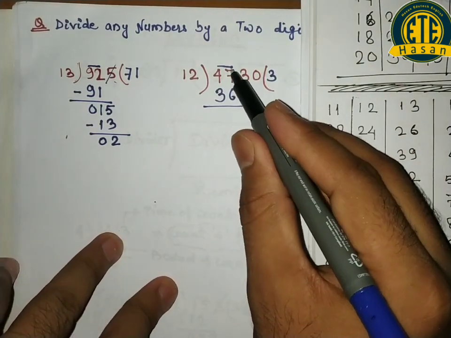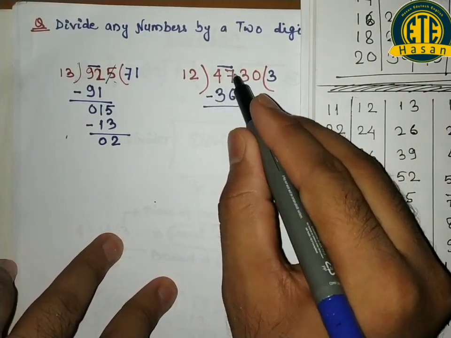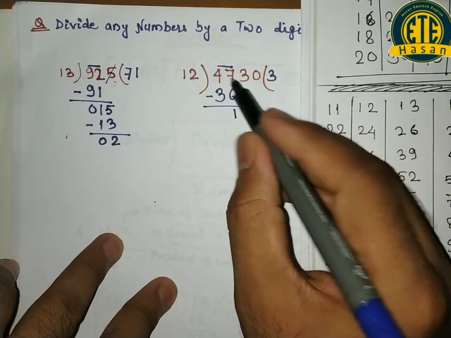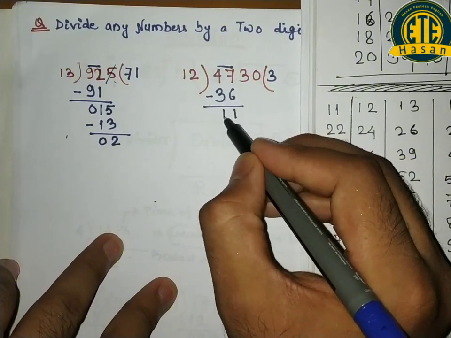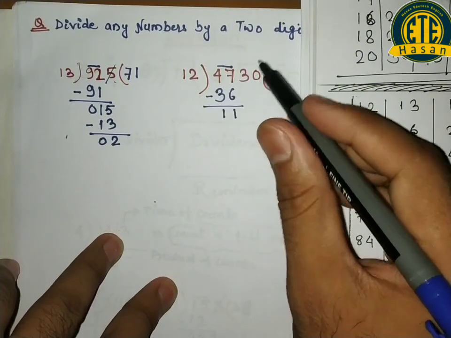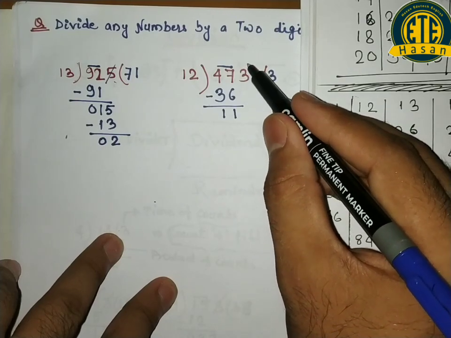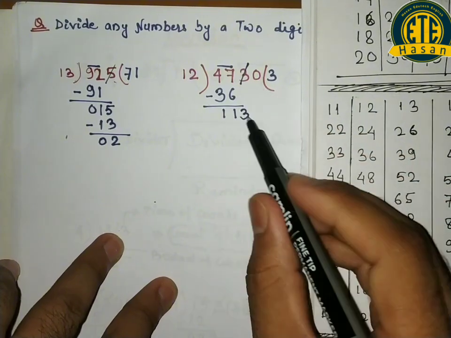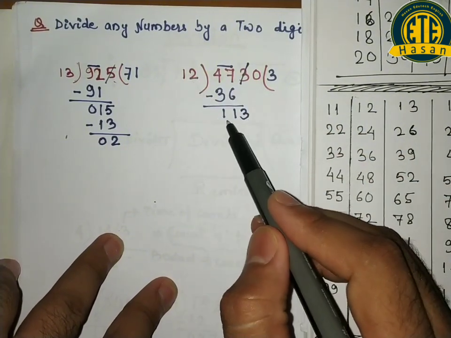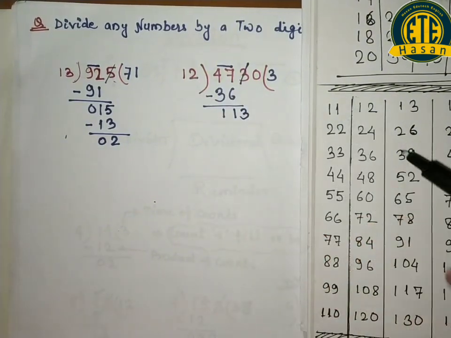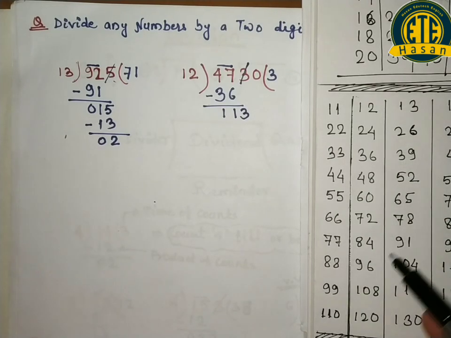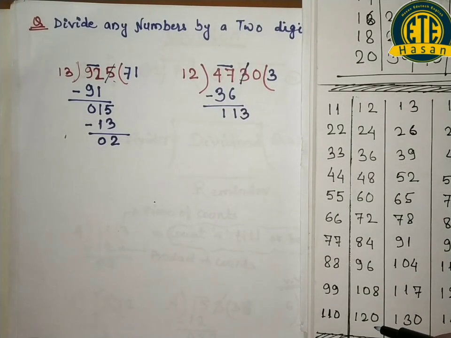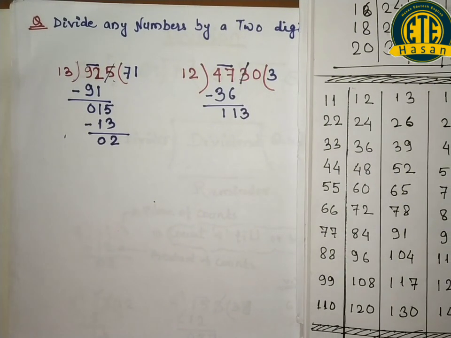Now subtract it, from the upper number to the lower number. 7 minus 6 will be 1. 4 minus 3 will be 1. After subtracting, we write down our next number here. The next number is 3, so write down 3 here. Now we have to count 12 up to 113. Let's see in the 12 table: 108, 120. 113 is in between 108 and 120. Can you see it here in this table?